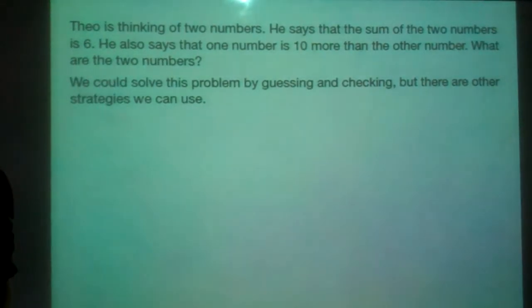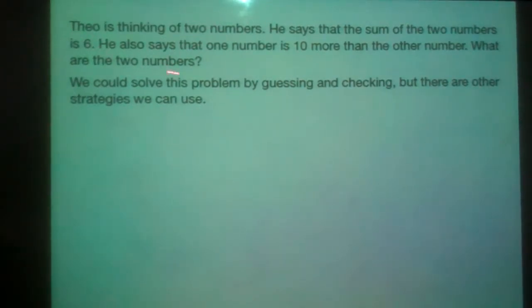So it's all going to start with this example, and we'll just jump into it. It says Theo is thinking of two numbers. He says that the sum of the two numbers is 6. He also says that one number is 10 more than the other number. What are the two numbers?